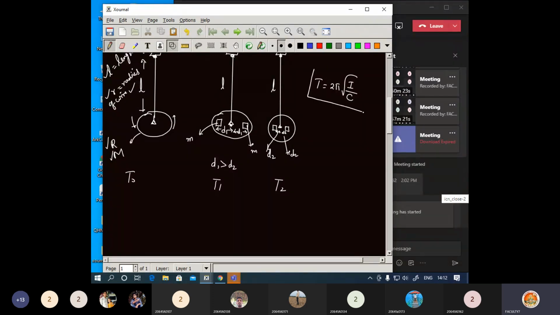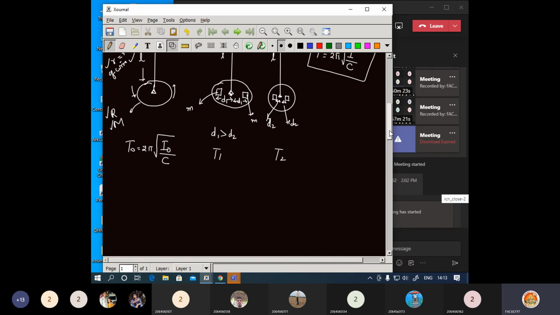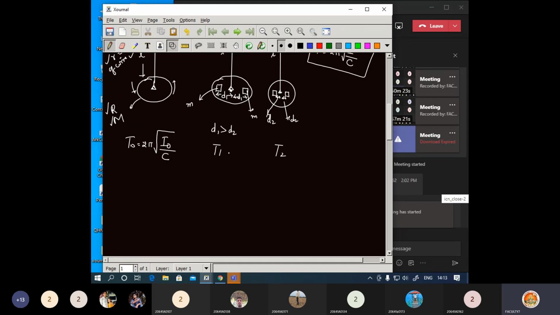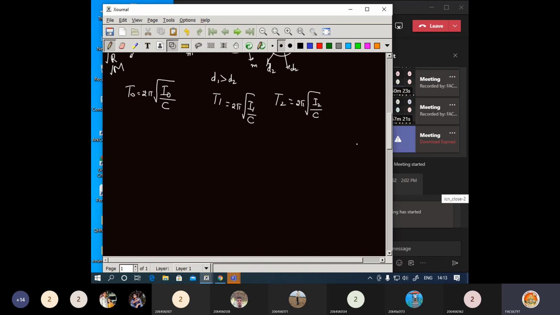Now this we are going to utilize. So T naught will be equal to 2 pi root I naught by C. C remains the same because the disk is the same, and the concept will remain the same. Here I will write this as T1 equals 2 pi root I1 by C. Next, T2 will be equal to 2 pi root I2 by C. Now we are going to utilize these three equations.